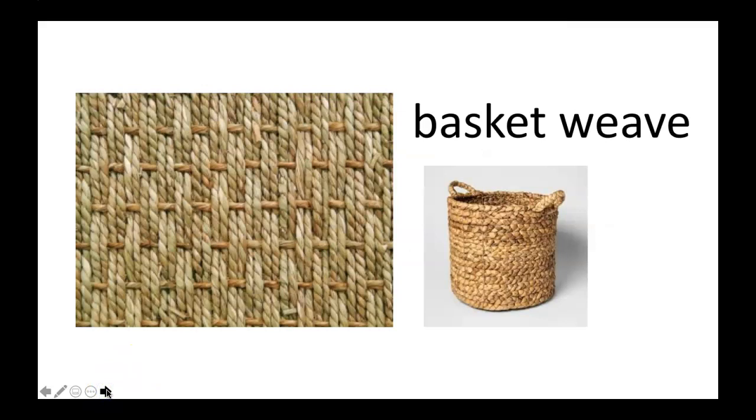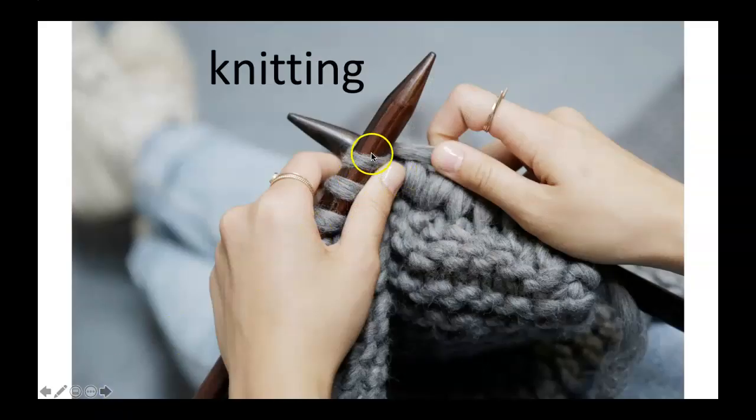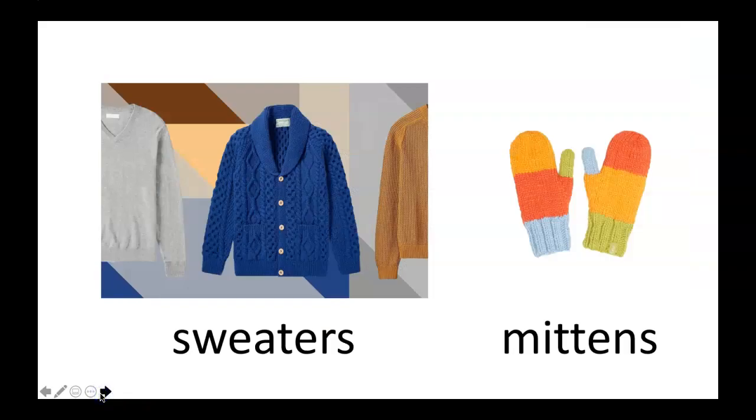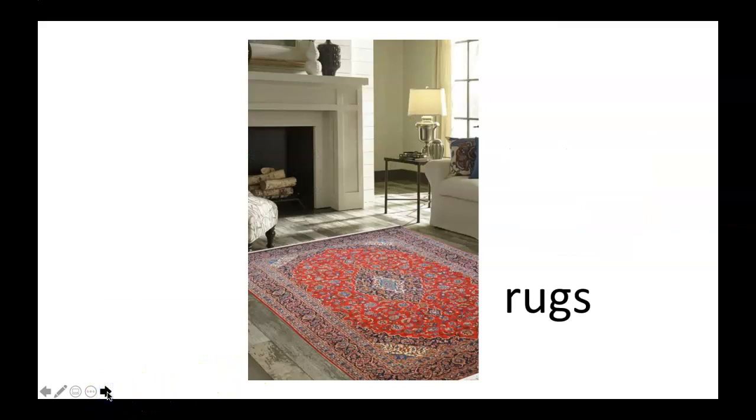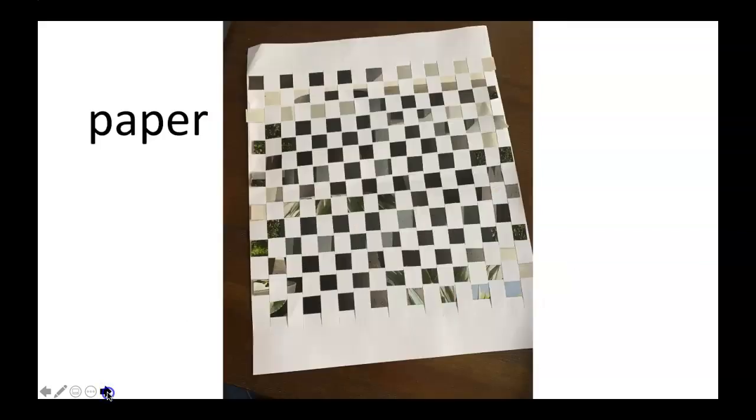And this is a basket weave, and you can see here how the materials interlaced together. This is crocheting, and the crochet tools have a little hook at the end, whereas knitting, the tools used come to a point. Examples of weaving are sweaters and mittens. Rugs are also an example of weaving. And baskets. You may get an Easter basket this year.